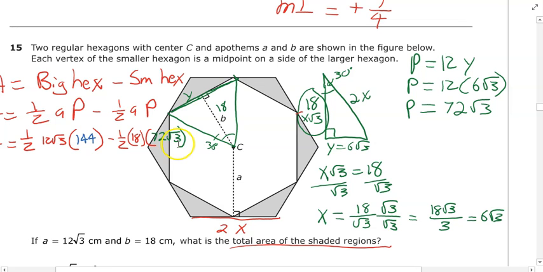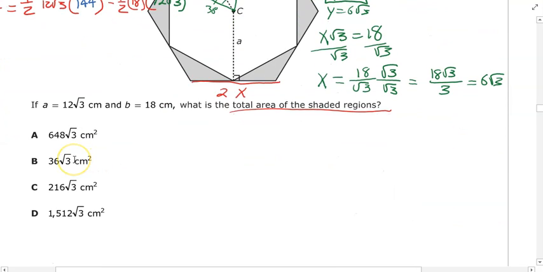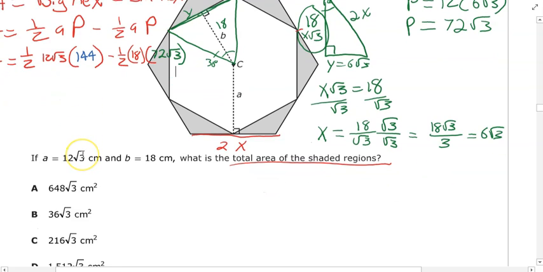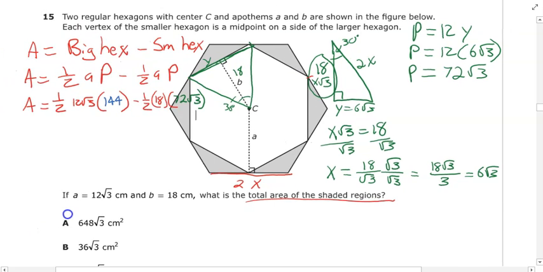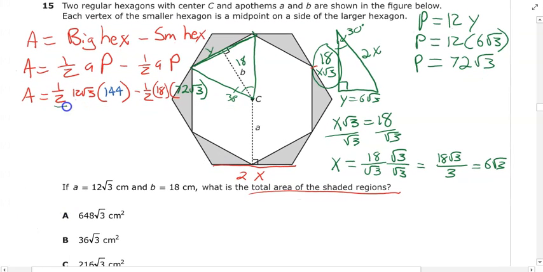Now, looks like our answer choices are exact answers, so I'm not going to plug all of this in the calculator because I need my answer in terms of square root of 3. So I'm just going to multiply the numbers that I can multiply on here, like the 1/2, the 12, and the 144. So 1/2 times 12 times 144. Let's plug those in the calculator, see what we get.